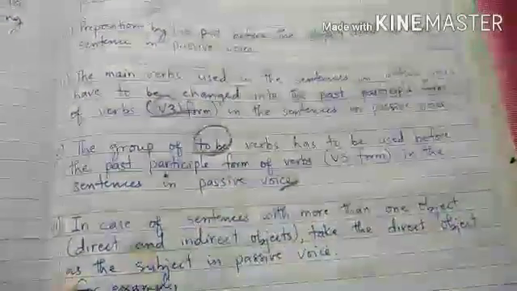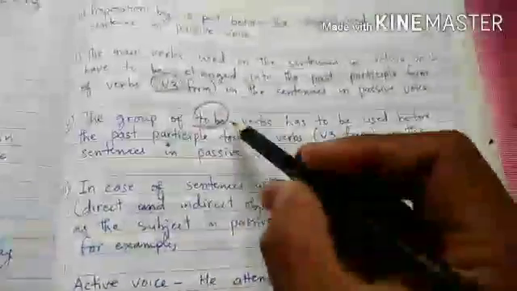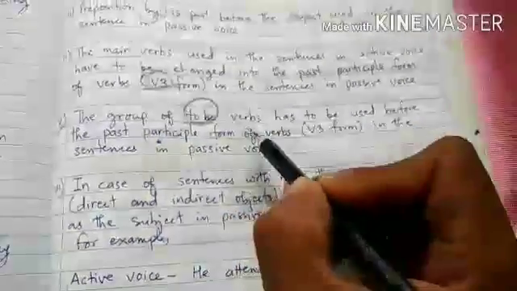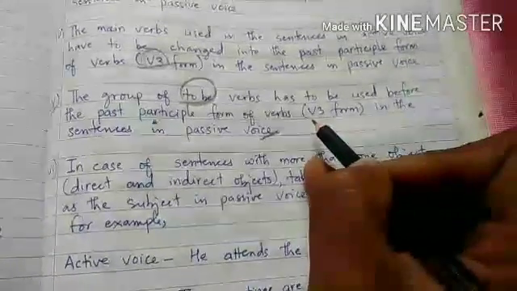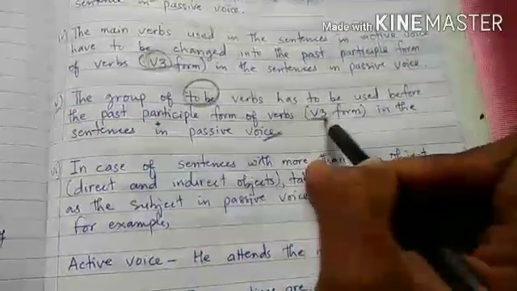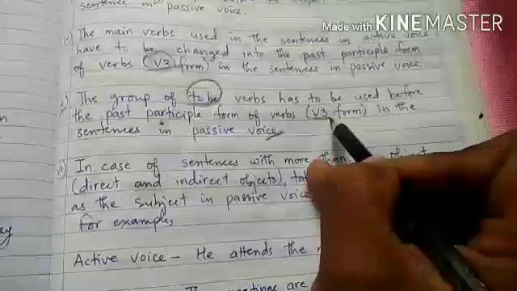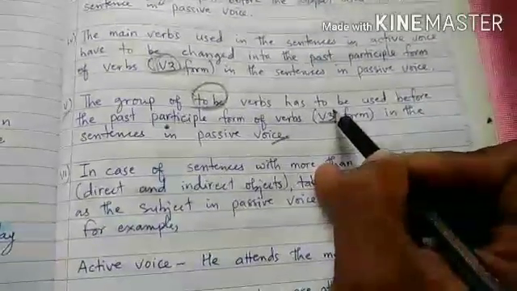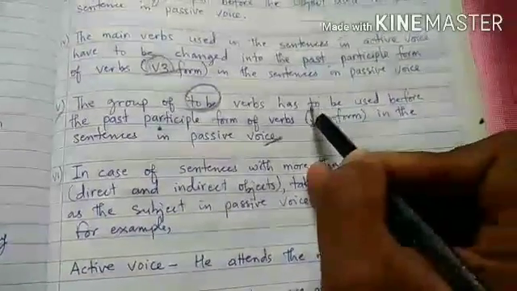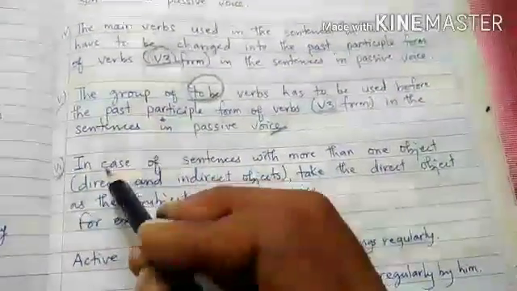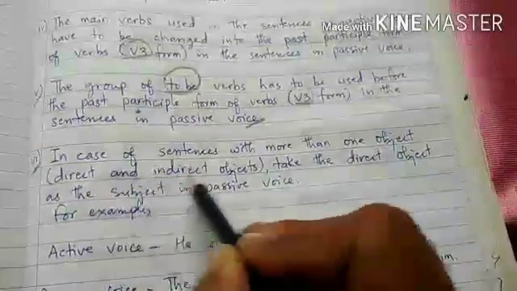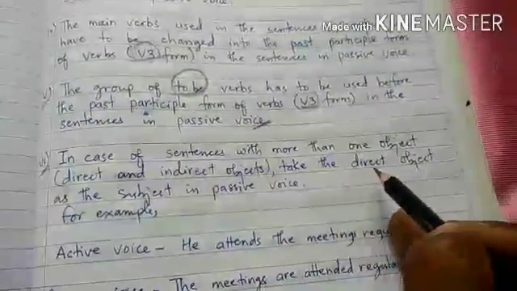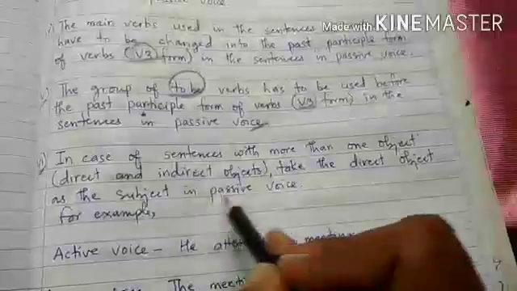Okay, and after using to be verbs before the V3 form of the verbs, all main verbs in passive voice are in V3 form. Okay, when we write sentences in passive voice, all the main verbs are written in V3 form. Now the next point we have to understand is, in case of sentences with more than one object, direct and indirect objects, take the direct object as the subject in passive voice.